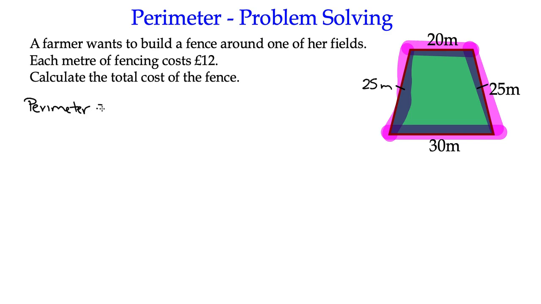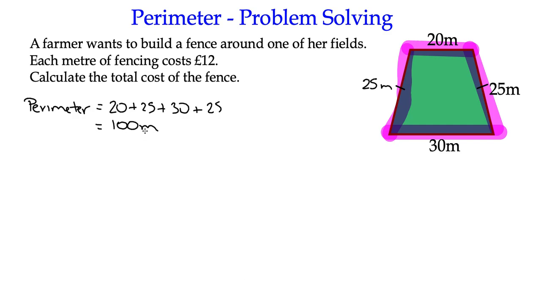So I'm going to use the word perimeter equals, so I'm going to start at the top, 20 plus 25 plus 30 plus 25. I've got 4 numbers to add up. Good. So I've got 20 and 25 is 45, add 30 is 75, add 25 is 100. 100 meters. Okay.